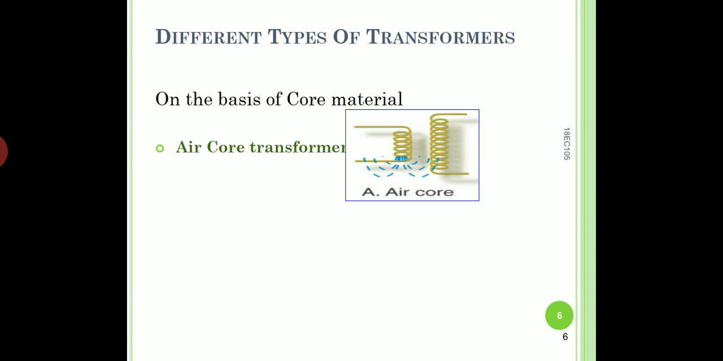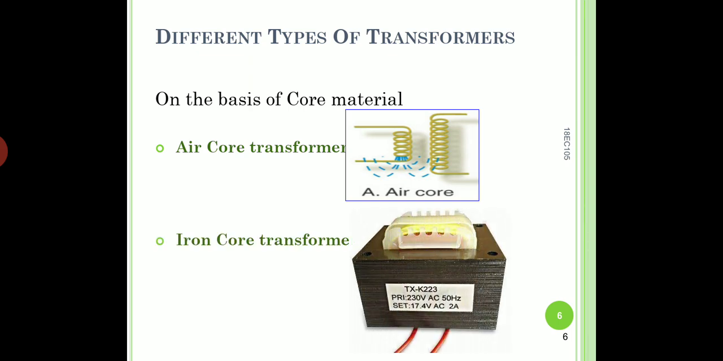And the next one is the iron core transformers. These are very commonly used power transformers, as shown in the figure. The primary and the secondary windings are linked with an iron core. That will link both circuits through the magnetic circuit or the magnetic flux flowing through the core of the transformer.